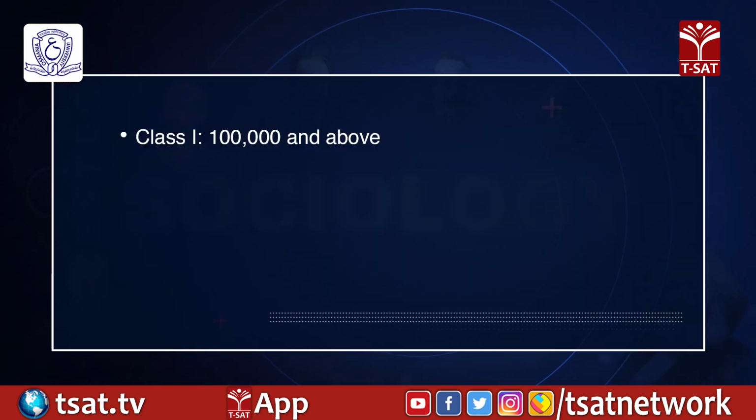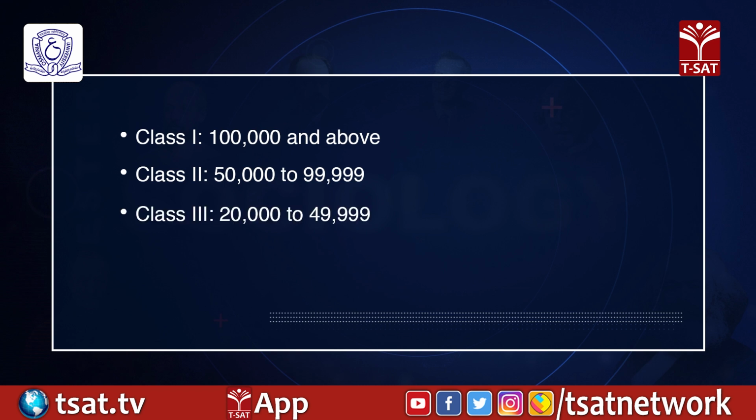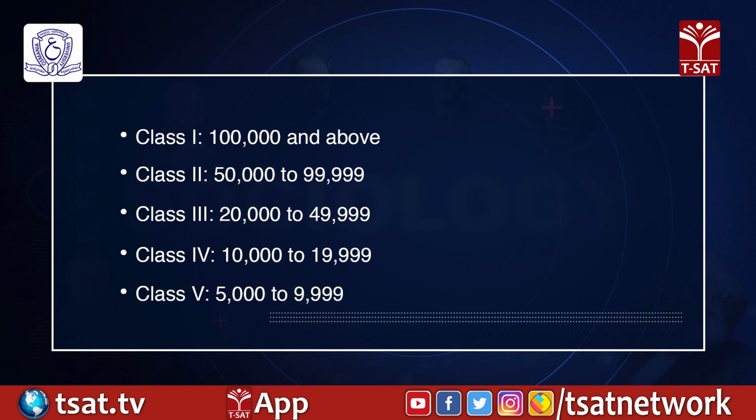Class 1, 1 lakh and above. Class 2, 50,000 to 99,999. Class 3, 20,000 to 49,999. Class 4, 10,000 to 19,999. Class 5, 5,000 to 9,999, and towns with population of 1 lakh and above are called cities.